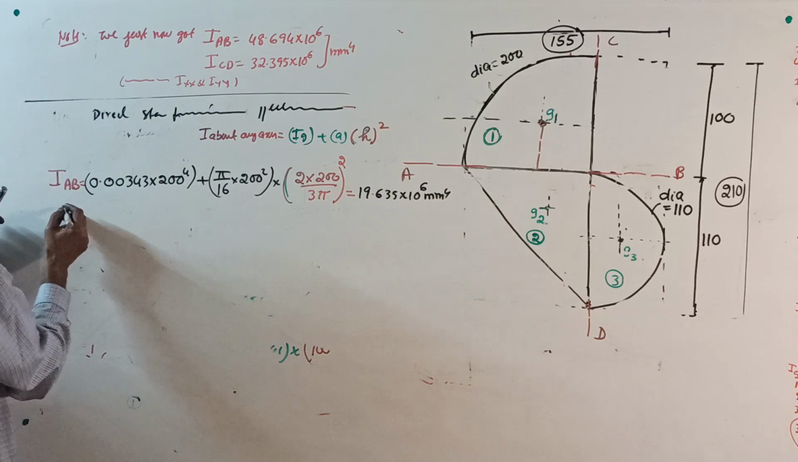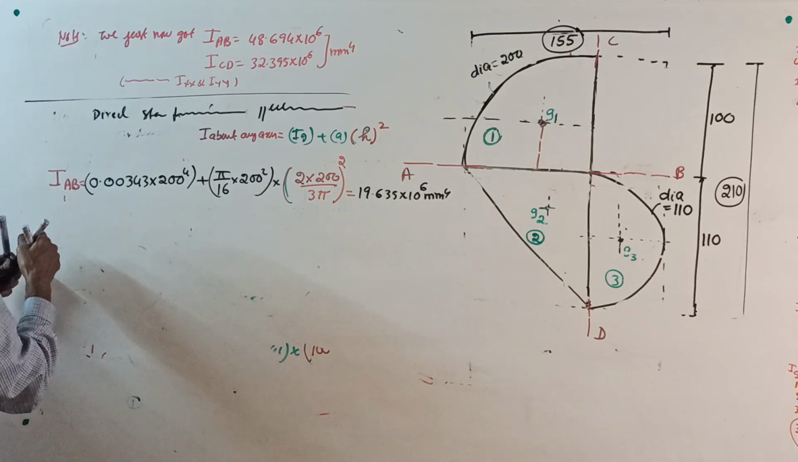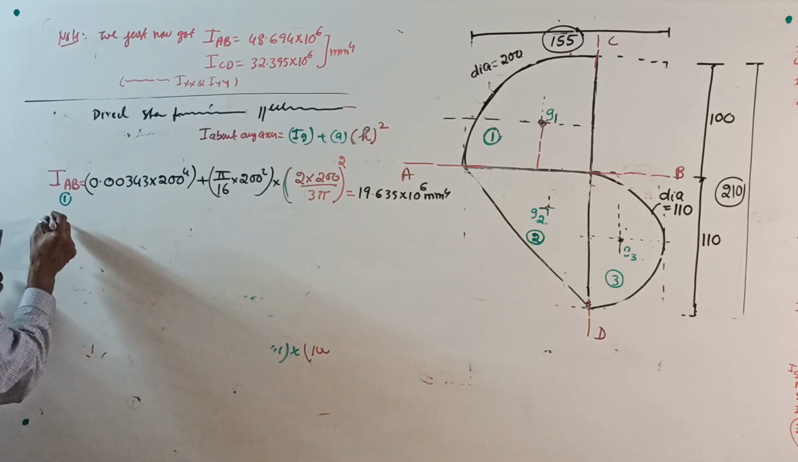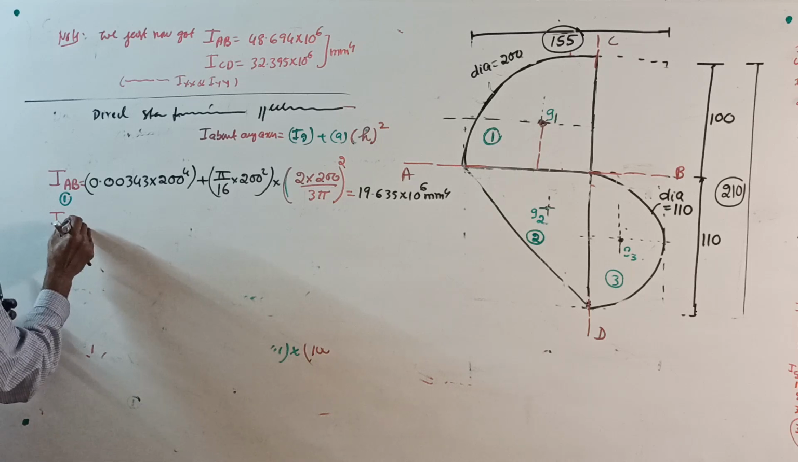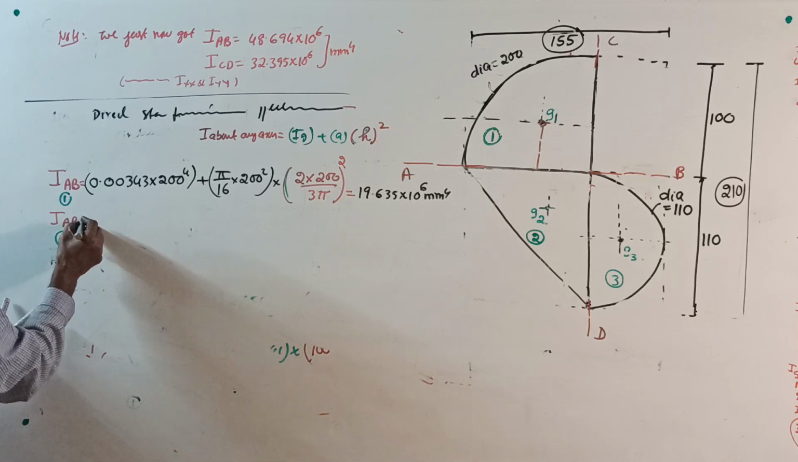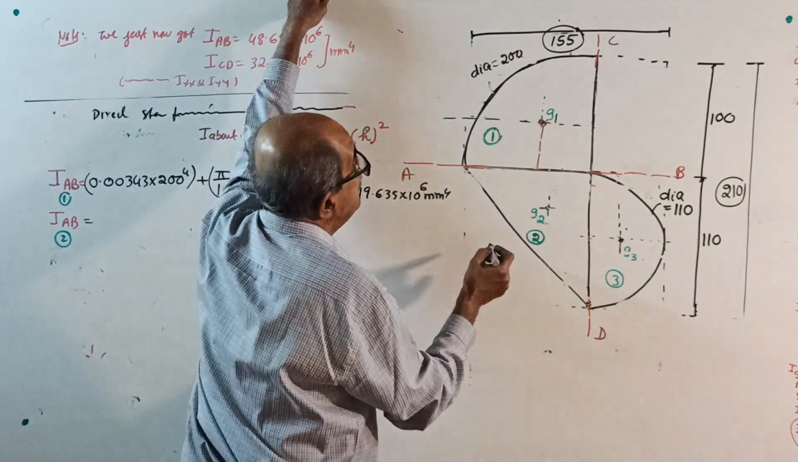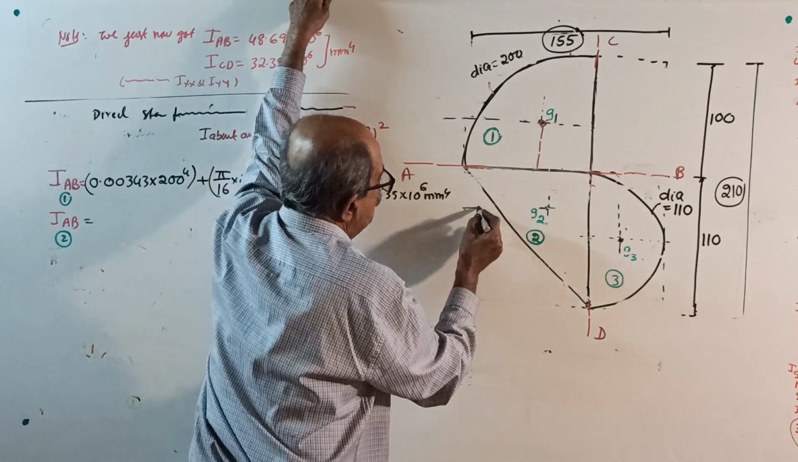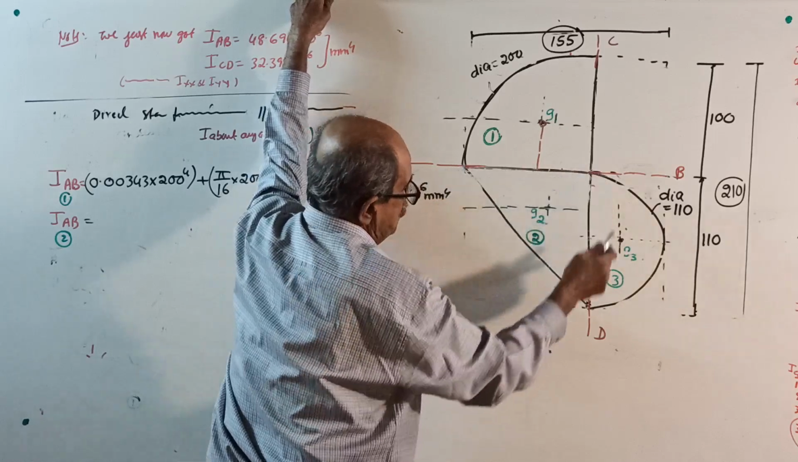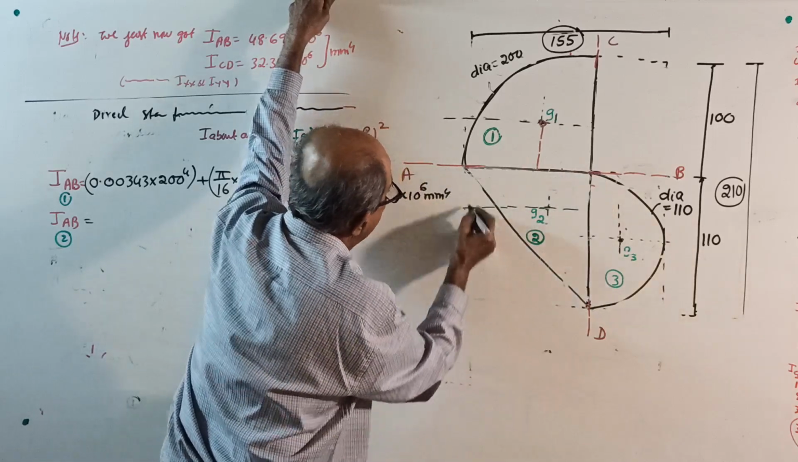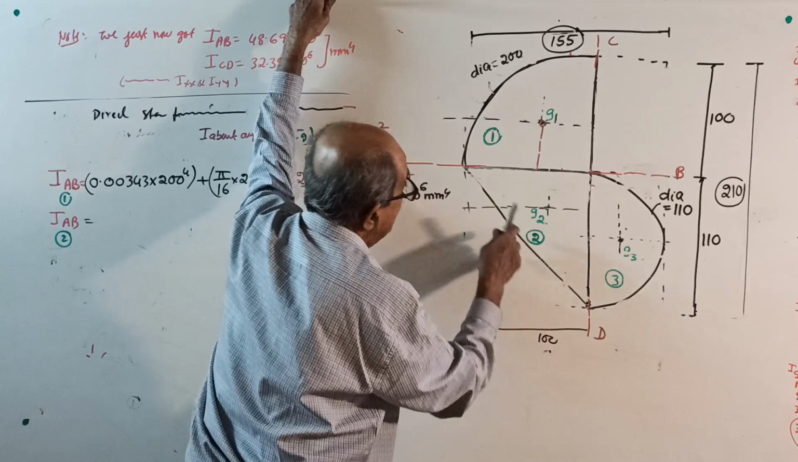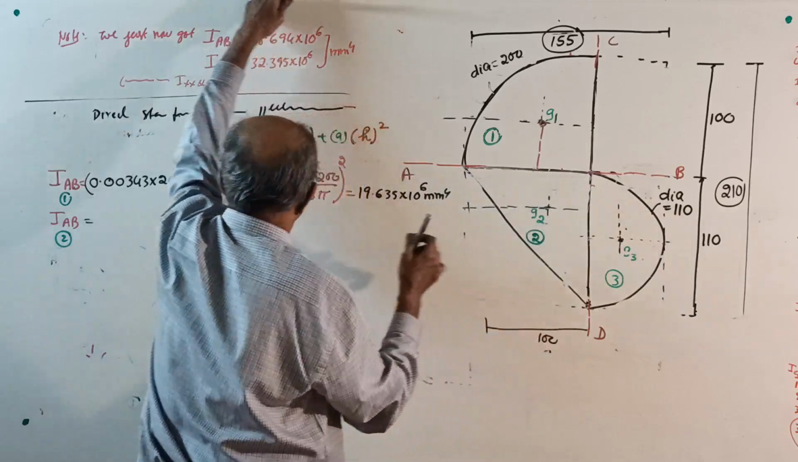Then I about AB for what? For figure number 1, for part 1. Okay. Then I about AB for part number 2. First, I about its own centroidal axis. 100 into... 100 is written here. I removed it now. I write once again, no problem. 100. Okay, sorry, 100, I forgot. Okay. 100 into 110 cube.